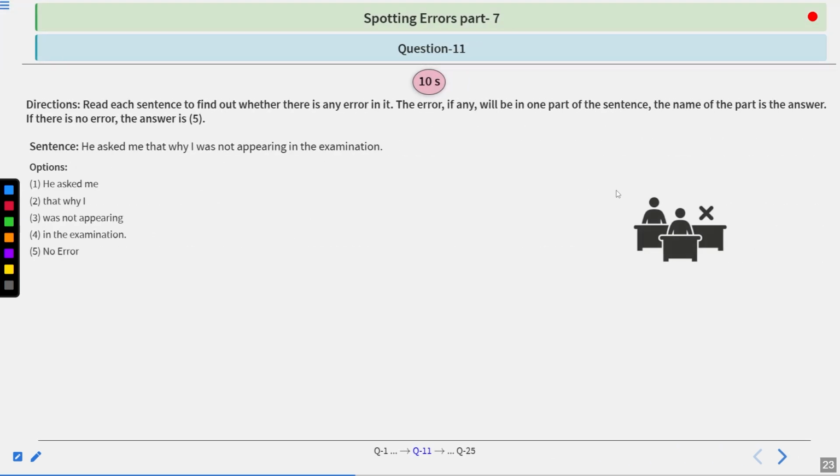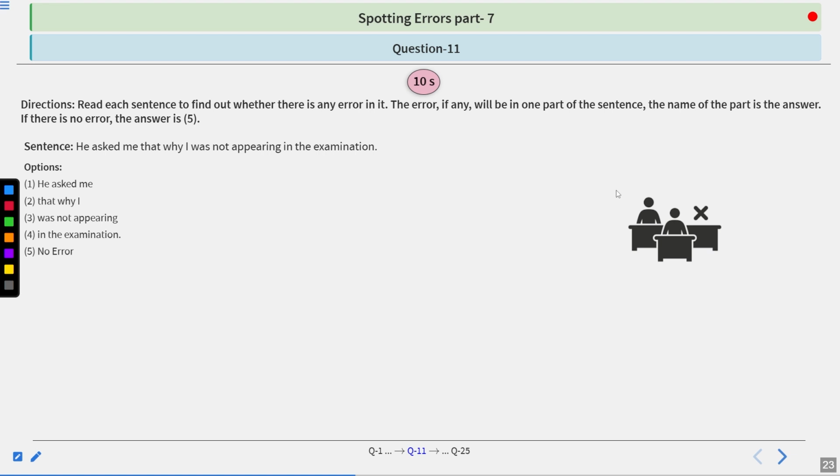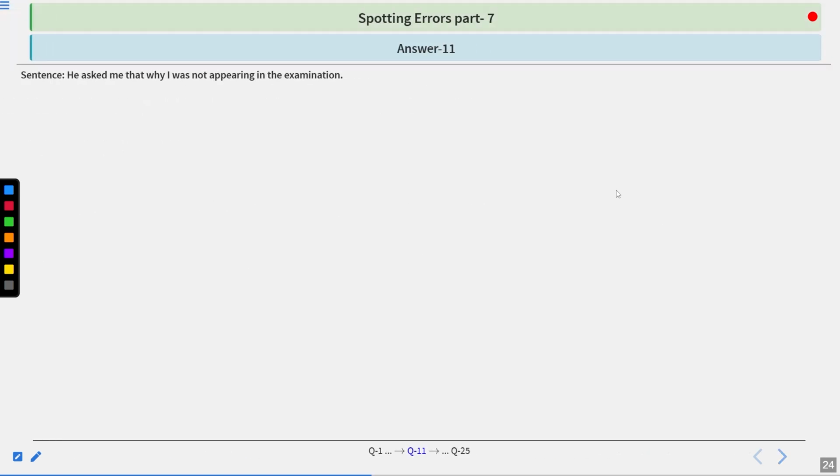Let's move to the next question. The sentence is: He asked me that why I was not appearing in the examination. Options are given below. You have 10 seconds to spot the error. I hope you've answered. Let's look at the correct answer.